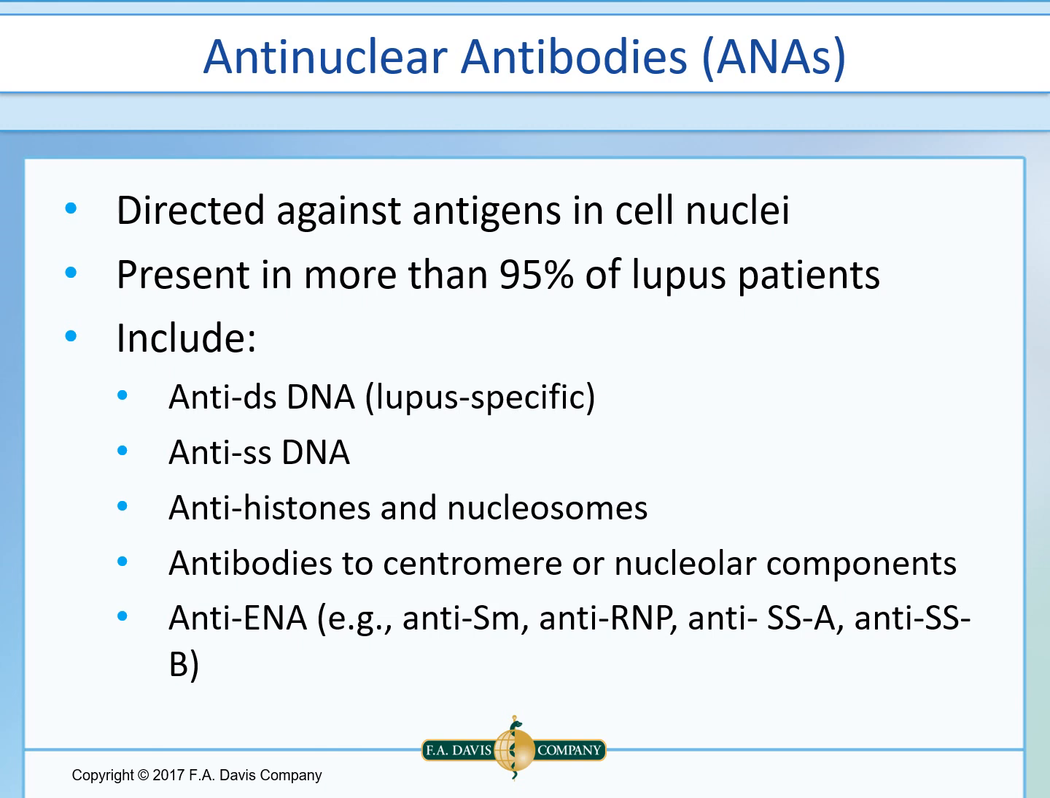Anti-nuclear antibodies include anti-dsDNA, which is antibody to double-stranded DNA, and this is one that is lupus-specific, but others include anti-single-stranded DNA, antihistones and nucleosomes, antibodies to centromeres or nucleolar components, and anti-ENA, which is antibody to extractable nuclear antigens, families of small nuclear proteins associated with RNA.